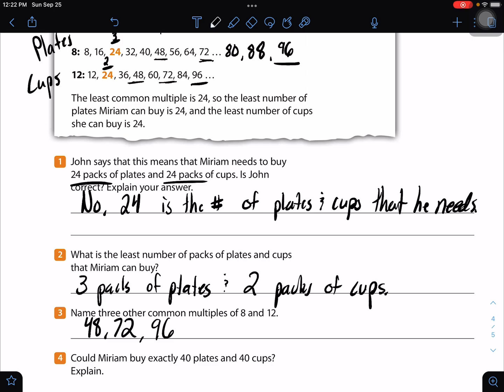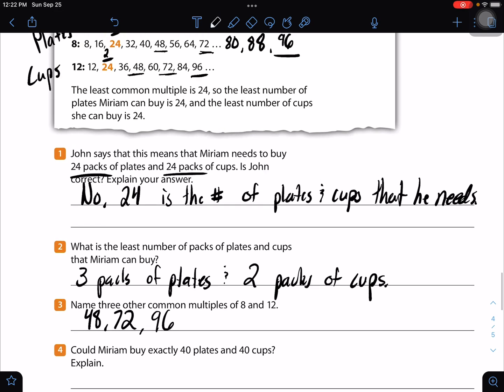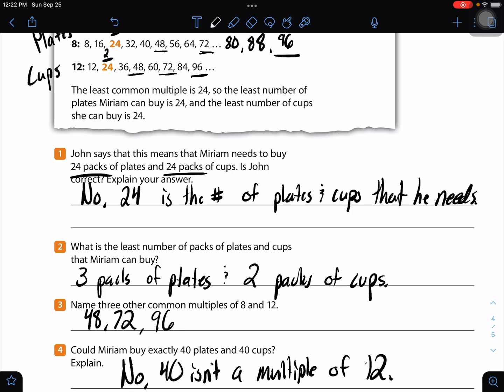Could Miriam buy exactly 40 plates and 40 cups? No, Miriam, silly, silly goose. These people are not counting very correctly. 8 does go into 40, but 12 does not go into 40. Actually, let's reword that. Let's say that 40 isn't a multiple of 12. Hopefully you did well.